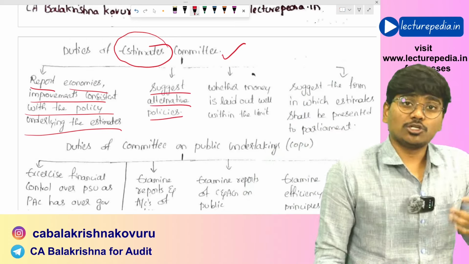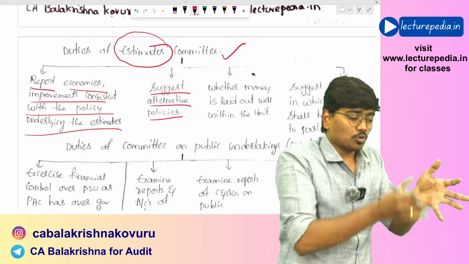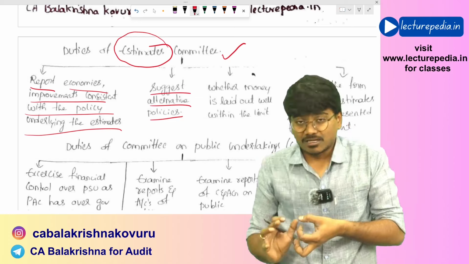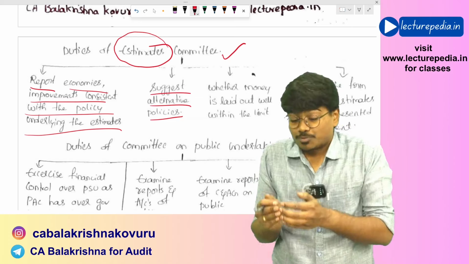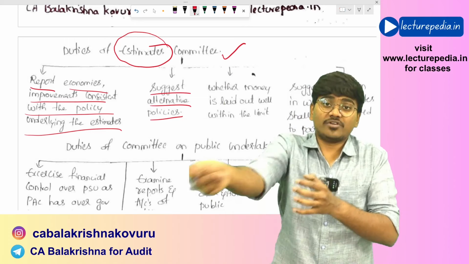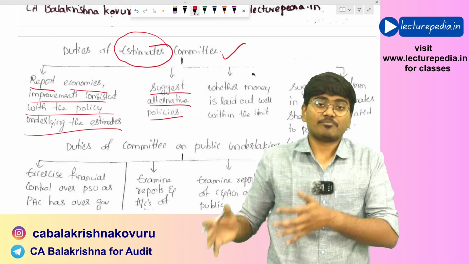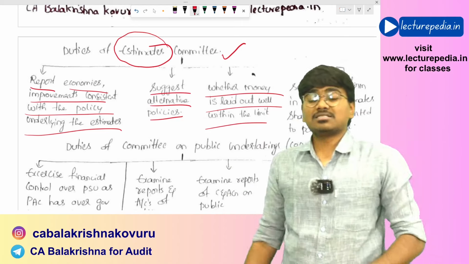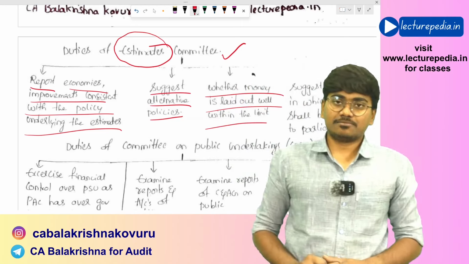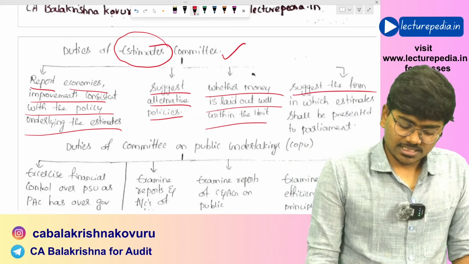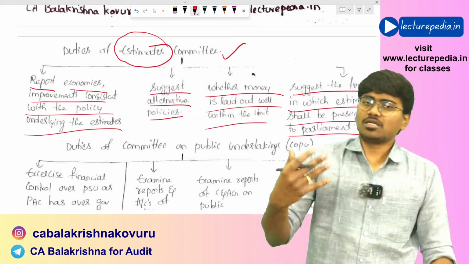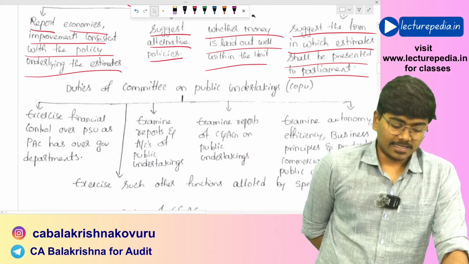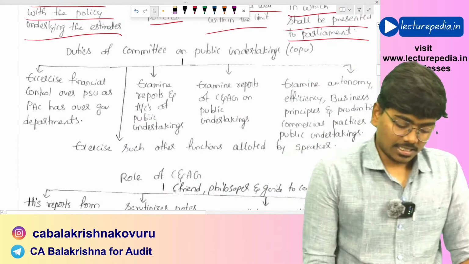It will also suggest alternative policies. You are spending 1000 crores on this policy and you are incurring this much benefit. Now whether there is any alternate policy, where by spending a lesser amount you can get the same benefit, or by spending the same amount you can get a higher benefit, it will be suggested by the Estimates Committee. And whether money is laid out well within the limit, meaning whether the actual expenditure made is within the budget or the budget has been exceeded, will be checked by the Estimates Committee. It will also suggest the form in which estimates shall be presented to Parliament. The Estimates Committee will also suggest the format in which these estimates or budgets have to be presented to Parliament.